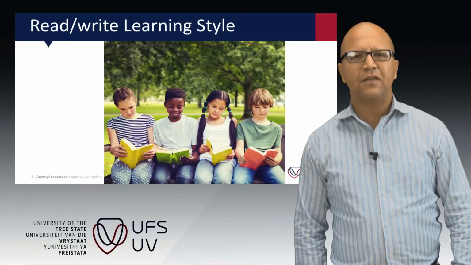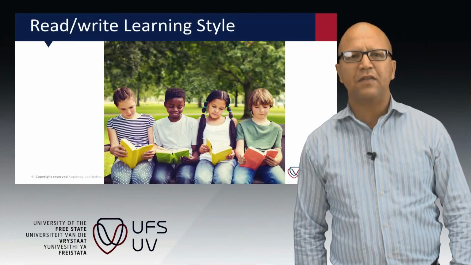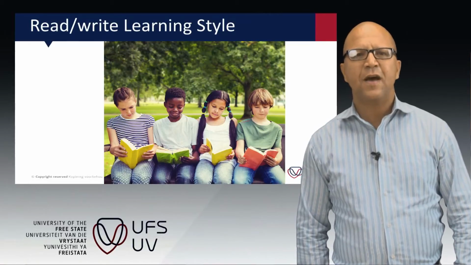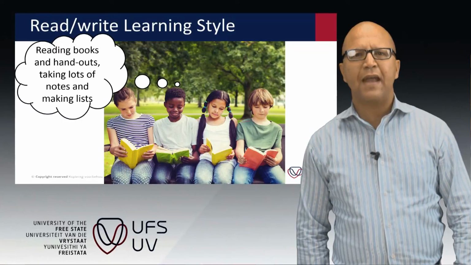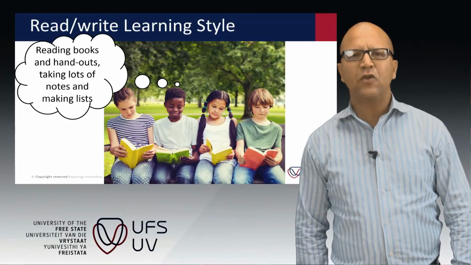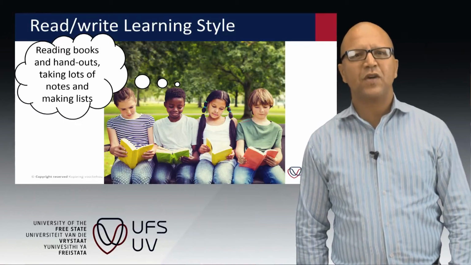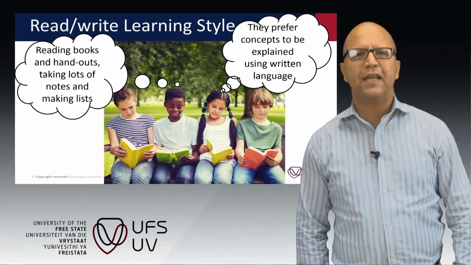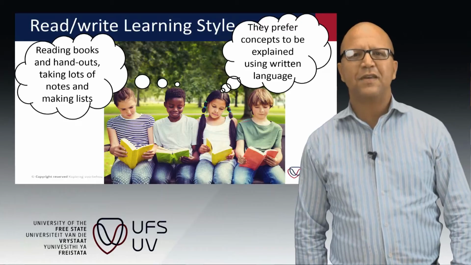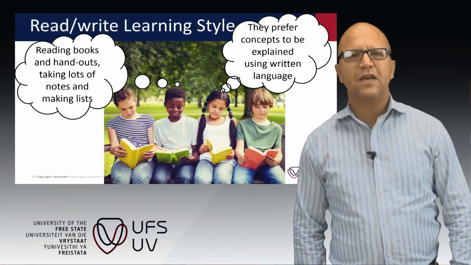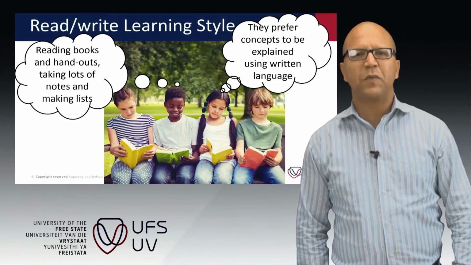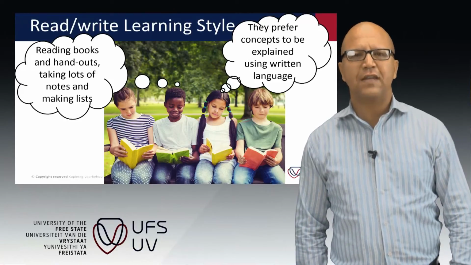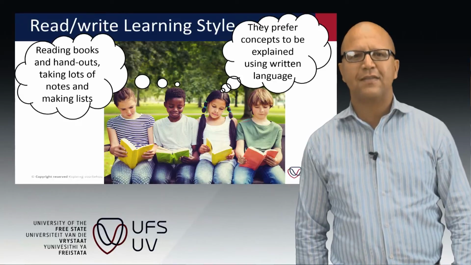Read or write learners specifically learn best through the written word. They absorb information by reading books and handouts, taking lots of notes, sometimes word for word, and making lists. They prefer lectures, diagrams, pictures, charts, and scientific concepts to be explained using written language. They are often fast readers and skillful writers.